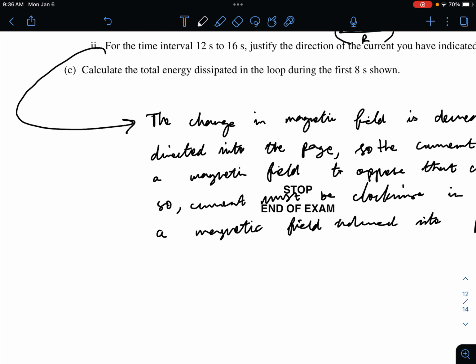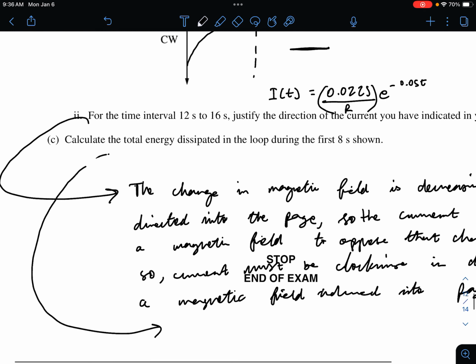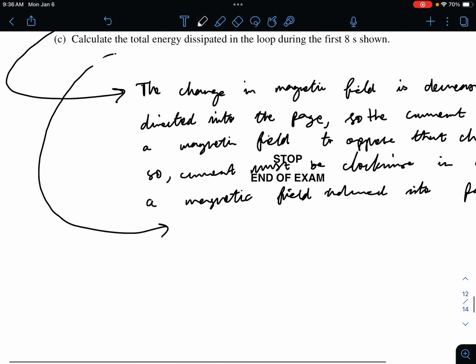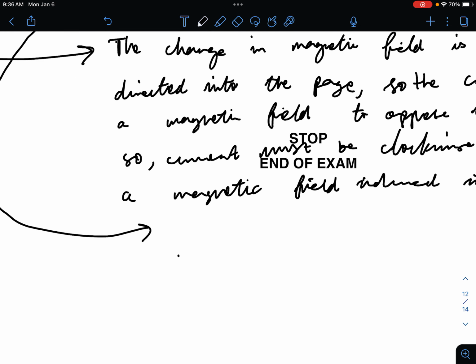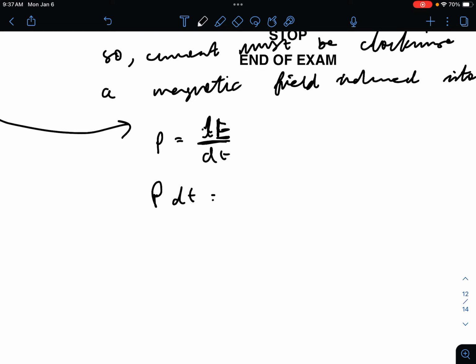Calculate the total energy dissipated in the loop during the first 8 seconds shown. You can use current, but it might just be easier to do power in terms of voltage. Why am I even talking about power? Well, power is equal to dE/dt. Oh my gosh, this pencil is killing me. So P dt is equal to dE, the small amount of energy dissipated. If you integrate, you get that the total energy will be that integral.